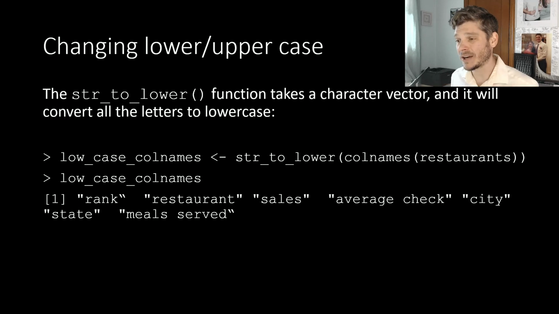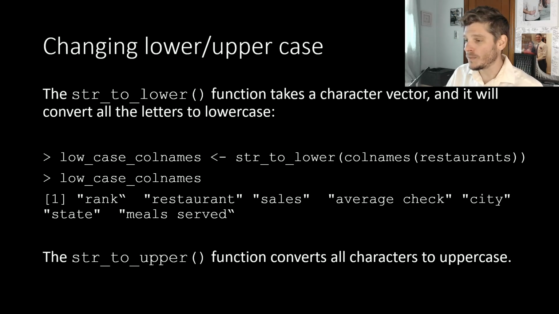There's no capital letters left. Rank, restaurant, sales, average check, city, state, meal served, everything is lowercase, which is great. I needed that to be done. It's still not perfect though, because I still have spaces between words. So for example, average check and meal served, they're separated with a space. I want to use an underscore. I need to use snake case here. So I'm going to do that in just a second.